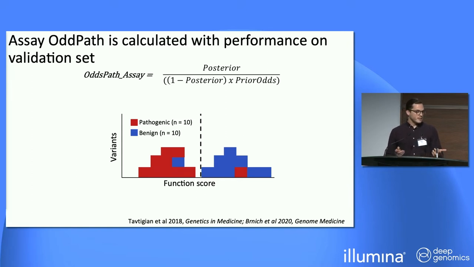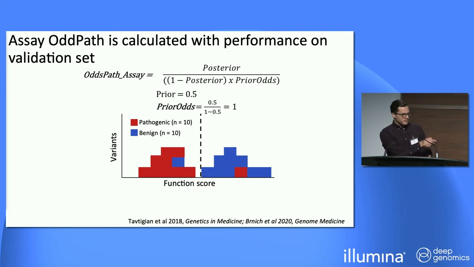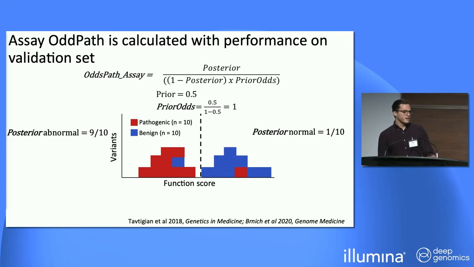So first we define the prior, which is just out of all of the control variants. We know half of them are pathogenic, so our prior probability is 0.5, which solves to prior odds of 1. And then we calculate the posterior probabilities for each functional class. For functionally abnormal, that would be the proportion of true pathogenic variants in the variants measured as functionally abnormal in the assay, which is 9 over 10. And in the functionally normal side, we have one true pathogenic variant out of the 10 functionally normal variants. So now that we have our posteriors and our prior odds, we can actually solve for the odds path for each functional class in our assay.